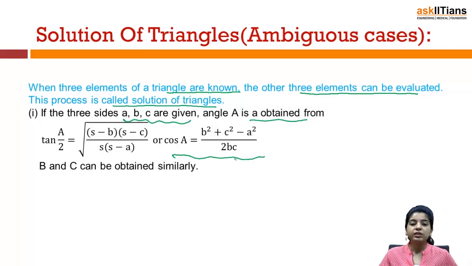We have discussed this earlier also, that if 3 sides are given to you, that means small a, b, c are given, you can use the cosine rules: cos A, cos B, cos C can be evaluated, and therefore you can get to know the 3 angles. You can also use this formula, and once you get A, B and C can be obtained similarly by applying the parallel formulae.